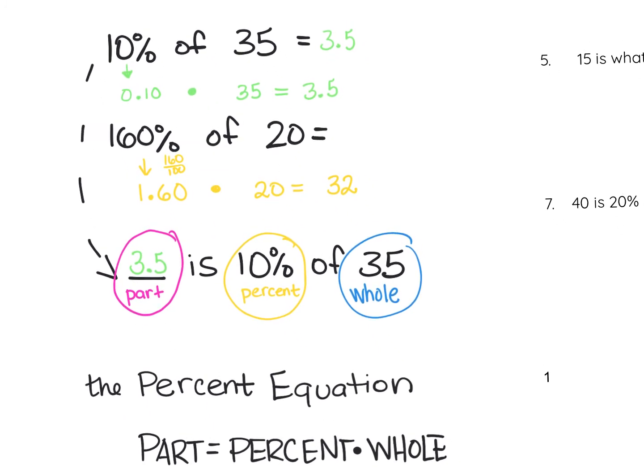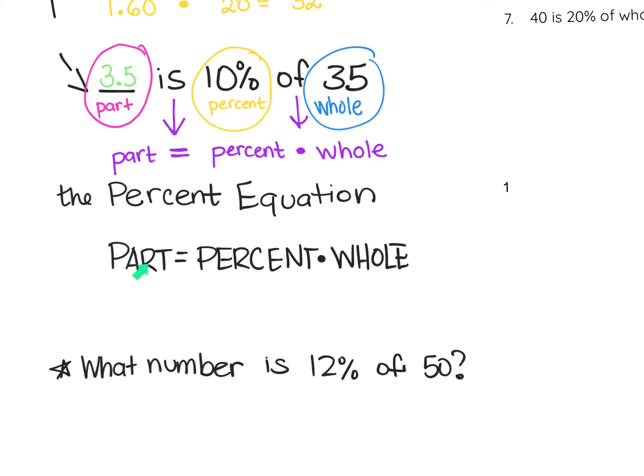What we can do is turn this into an equation. So instead of 3.5, I'll write part. The part is, and the symbol that we use in math a lot of times when we're talking about "is" is equals. Part is your percent. Remember, "of" means times whole. And that, my friends, is the percent equation. Part equals percent times whole.